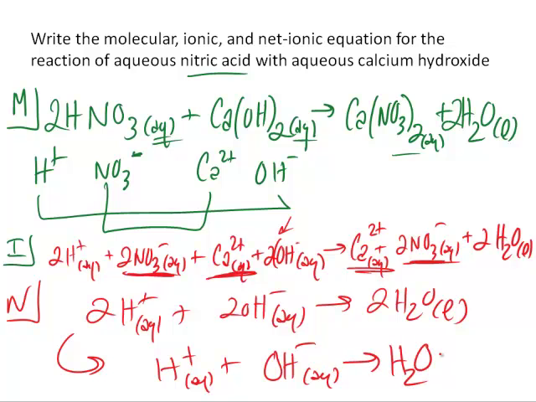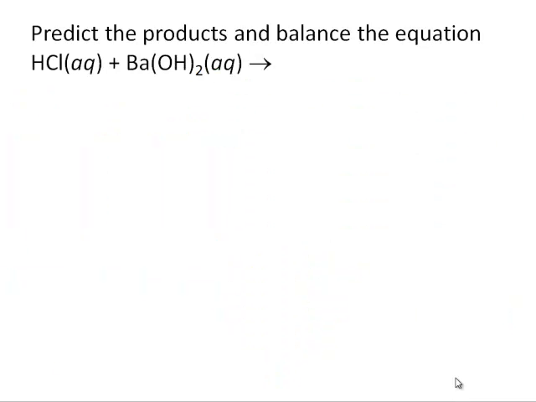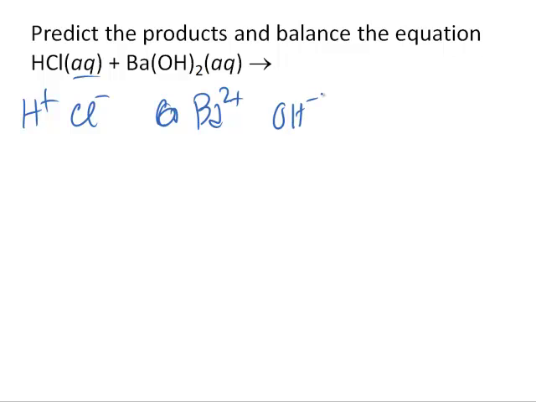Okay, so one more example of this. Let's just predict the products and balance the equation for this reaction between hydrochloric acid and barium hydroxide. Again, we know that there's H plus and Cl minus from the hydrochloric acid, and then Ba2 plus and OH minus from the barium hydroxide.